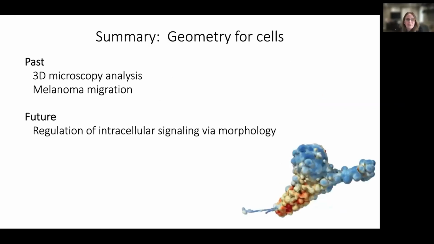Right, so in summary, I've started to describe a sort of geometry for cells, talked about different types of microscopy analysis and how melanoma cells migrate in 3D. In future, I would like to use similar approaches to understand how cells regulate signaling via morphology.